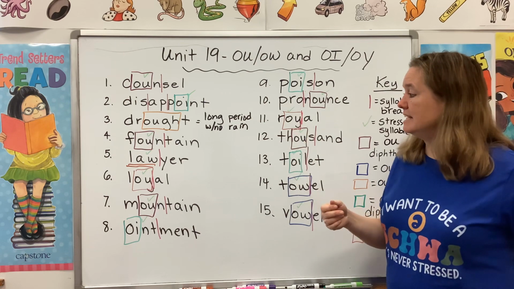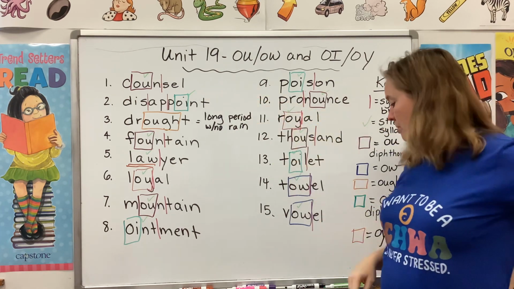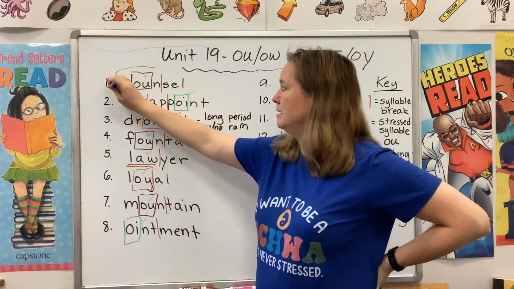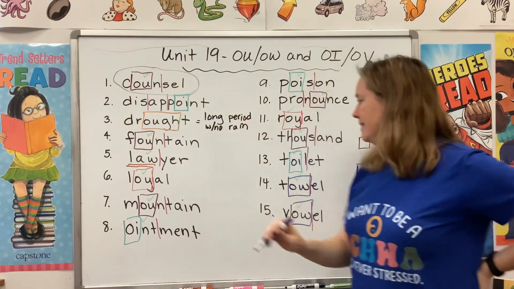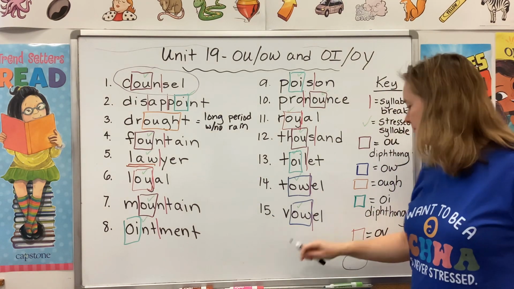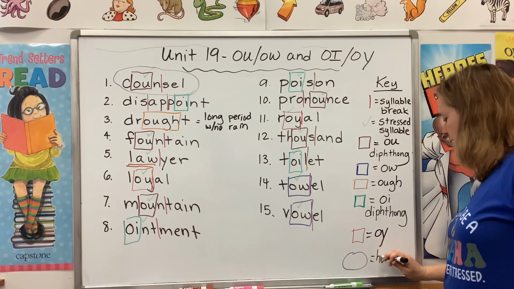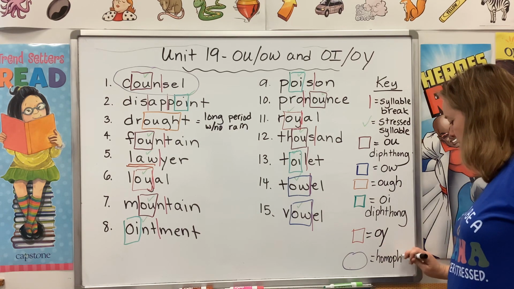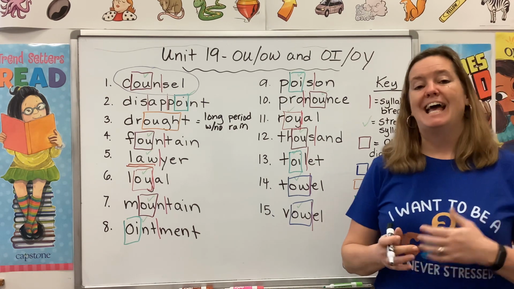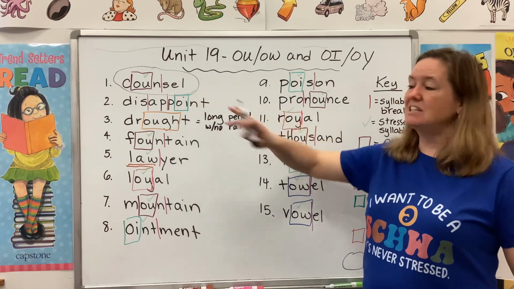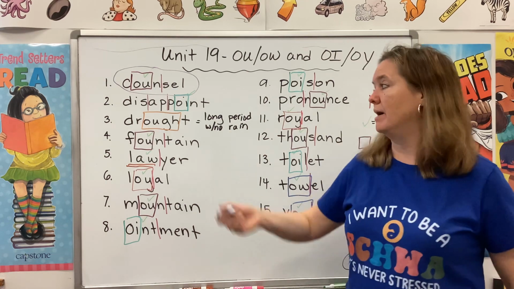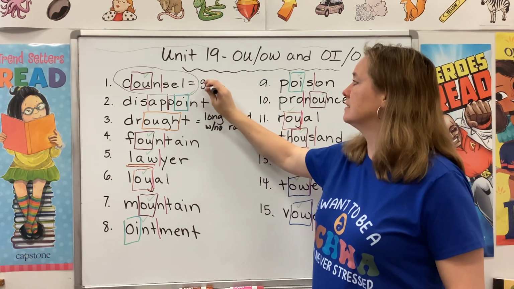But on our list here, we do have a homophone right here. And I think what I'll do is I'll circle it in purple. And then down here in my key, purple oval equals homophone. Remember, two or more words that sound the same but are spelled differently and have different meanings. This kind of counsel can be used as a verb. If you counsel someone, you give them advice.